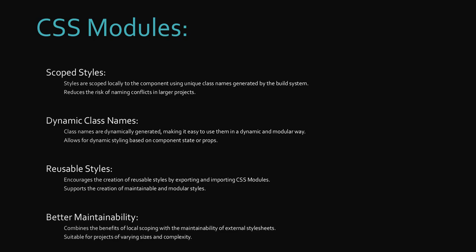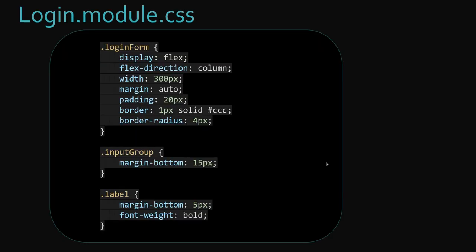So the main advantage is it combines the benefit of local scoping with the maintainability of external styles. External styles are more maintainable but globally scoped, whereas CSS modules combine those features: they are scoped to a component, but you still get the flexibility of maintaining them as an external style sheet, and it is suitable for all sizes and complexity.